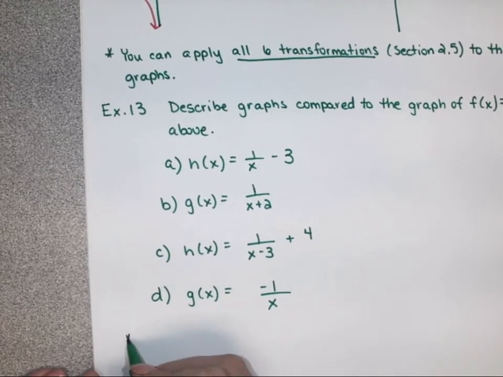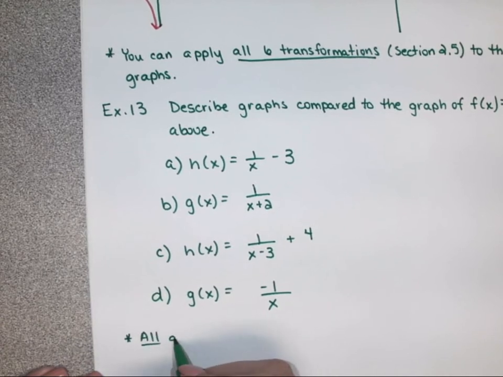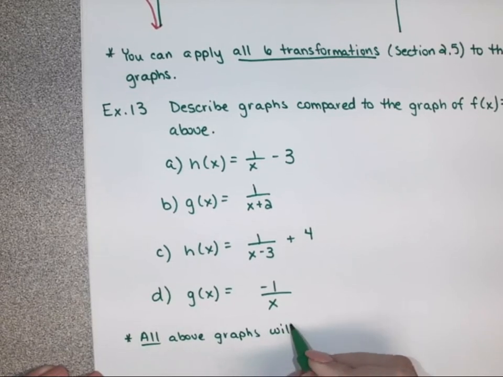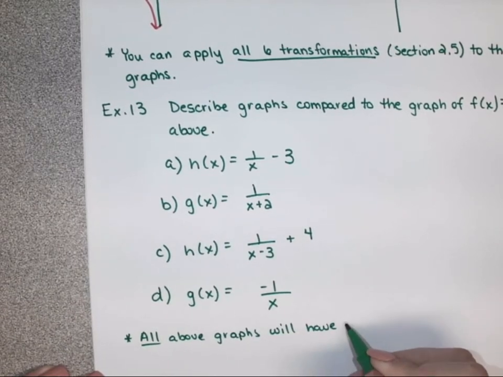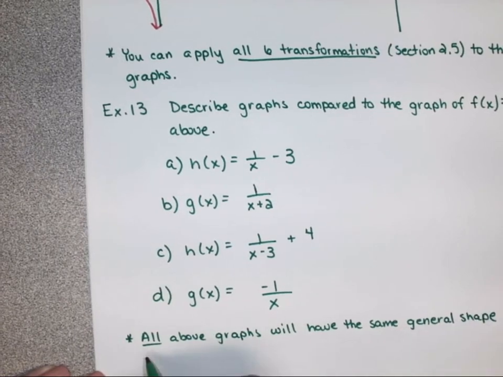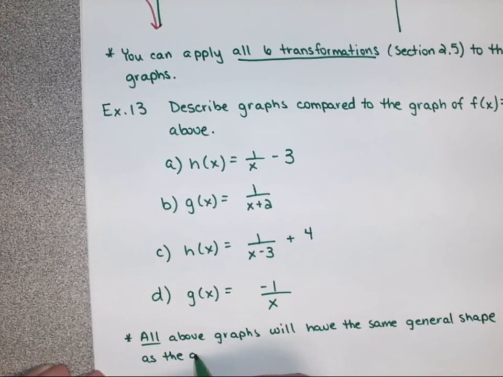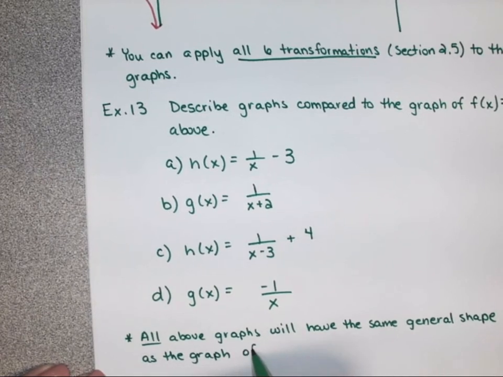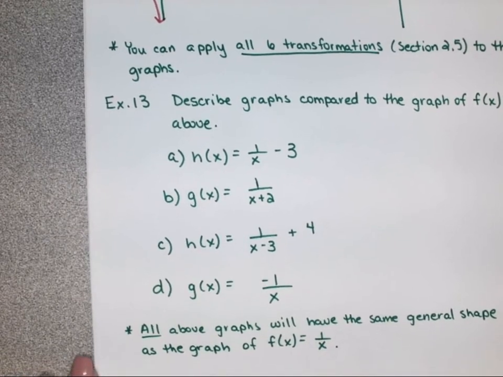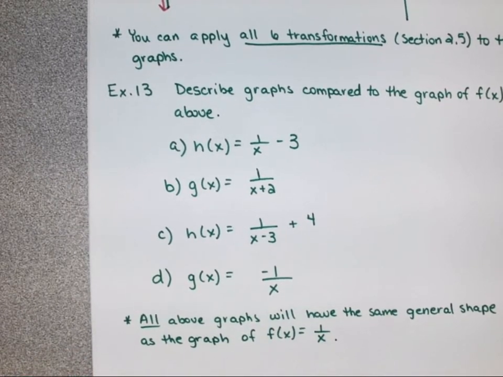Okay. So before we go on, just know that all of the above graphs will have the same general shape as 1 over x. So maybe we don't have to explain that every time. So it'll be that 2-part curve kind of thing. So my question really is, what change needs to occur? Okay. So hopefully you remember section 2.5 and you don't have to go back and review it too much.